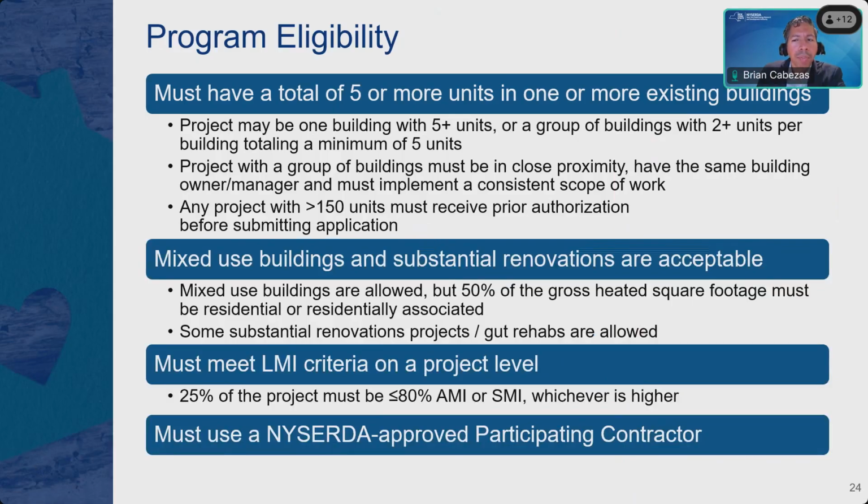A project must have a minimum of 5 dwelling units in order to participate. And by that, we can accept projects that consist of one or more existing multifamily buildings, provided that, at a minimum, the overall total number of units for the buildings involved in the project is 5 units, and each building has a minimum of 2 units. So for multiple buildings to apply as a single project, they must be in close proximity with the same building owner or manager and implementing a consistent scope of work. So we can have multiple buildings, each being at least 2 units, with the aggregate of at least 5 units to participate as a single project in the program.